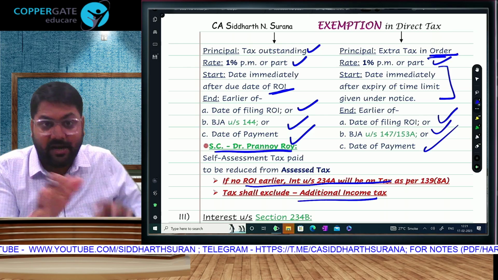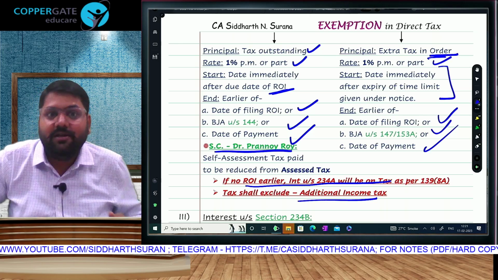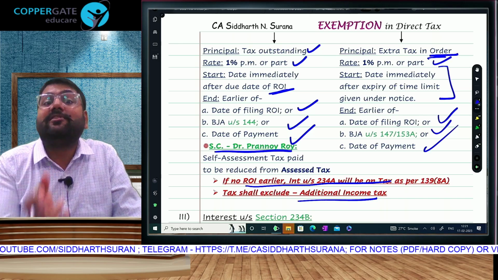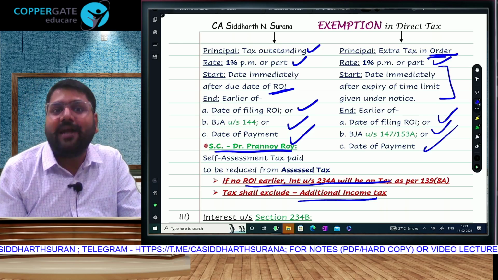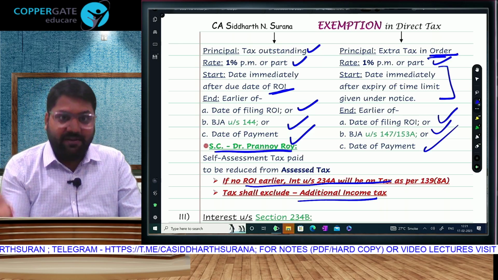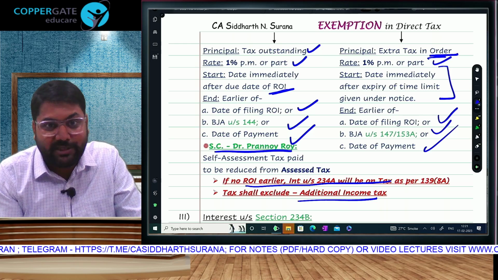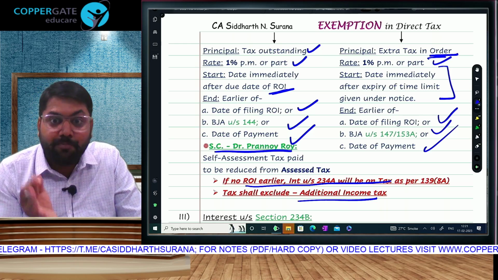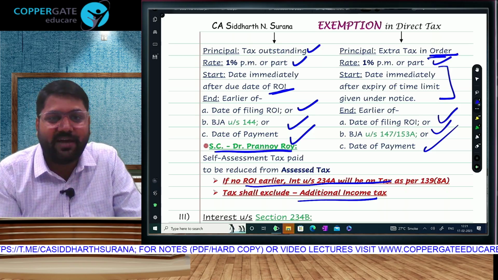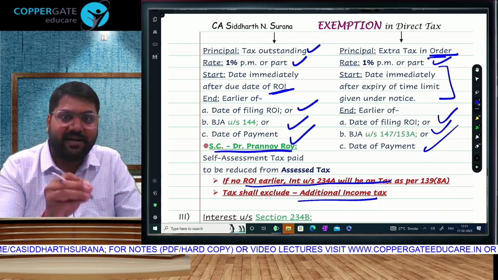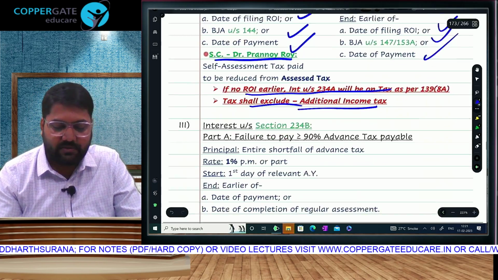There should be no confusion. Updated return will always have new tax liability, but along with the new tax liability there is some penalty, 25% and 50%. That penalty they have named additional income tax. So they will take the penalty by calling it tax because they don't want to give you the opportunity of being heard. But that tax will not be included, because that is penalty. On penalty we are not levying interest, only on tax. So that additional income tax will be excluded.